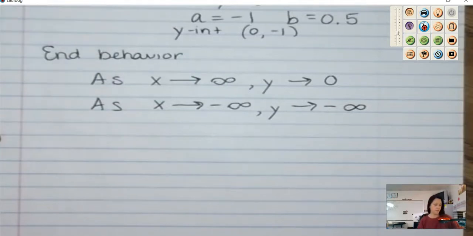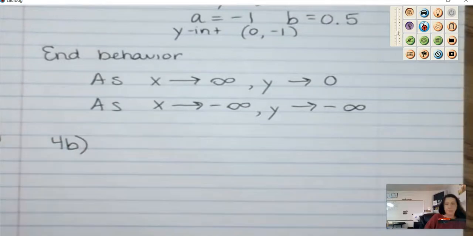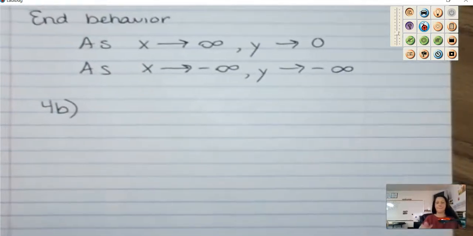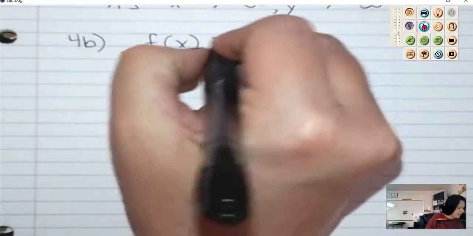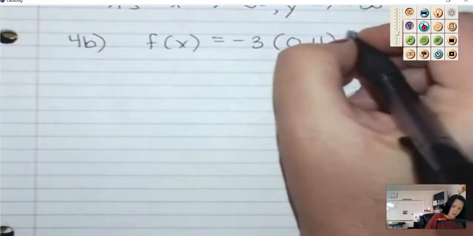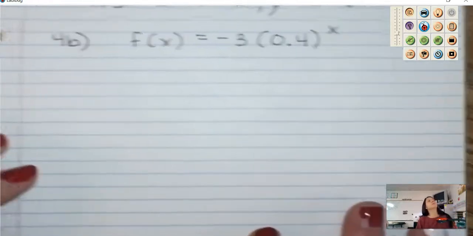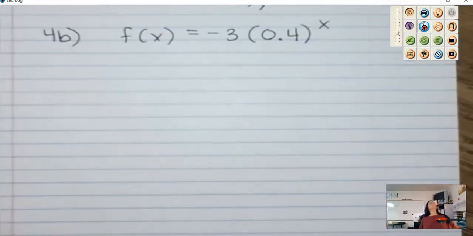Okay, let's try another one like that. F of x equals negative 3 times 0.4 to the x power. First go ahead and graph that. Everyone needs to graph it. You're not just sitting here watching me graph.